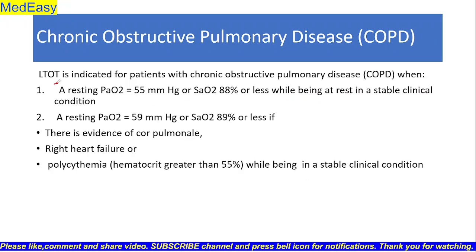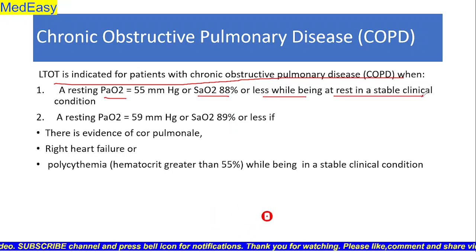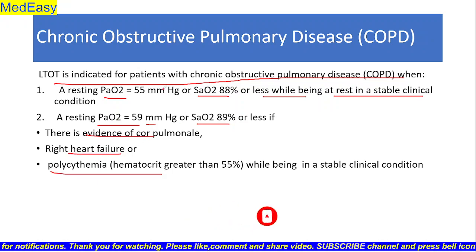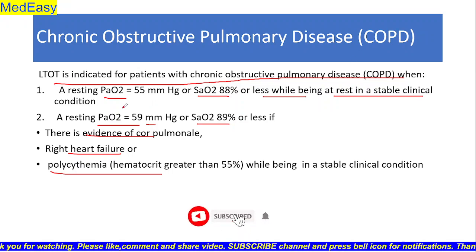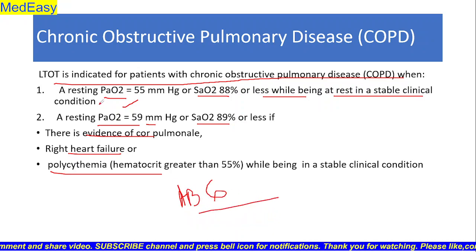In COPD, LTOT is indicated when the resting PaO2 is 55 mmHg or saturation is 88% or less while at rest in a stable condition, and if the resting PaO2 is 59 mmHg or SaO2 is 89% or less and there is evidence of cor pulmonale, right heart failure or polycythemia. So, these are the conditions when we prescribe home oxygen therapy for a COPD patient. PaO2 we calculate by ABG. We do ABG for the COPD patient and see the PaO2, that is the partial pressure of oxygen in the ABG sample.